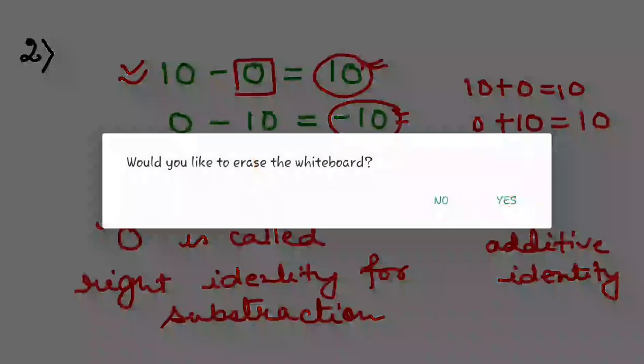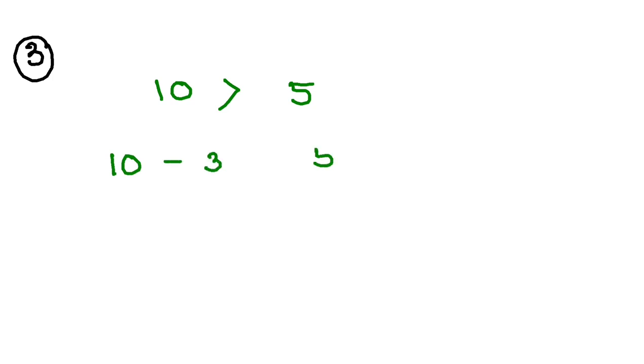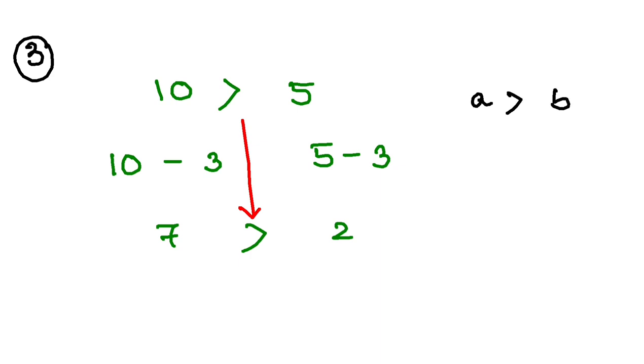Let's go to property 3 now. The property 3 is very interesting. Suppose you have 10 is greater than 5, isn't it? We all know. Now if I subtract 3 from both sides, I'll get 7 and 2. 7 is again greater than 2, isn't it? So this sign remains the same. So in general, if I try to write, if A is greater than B, then A minus C is also greater than B minus C. Okay, this is property 3.